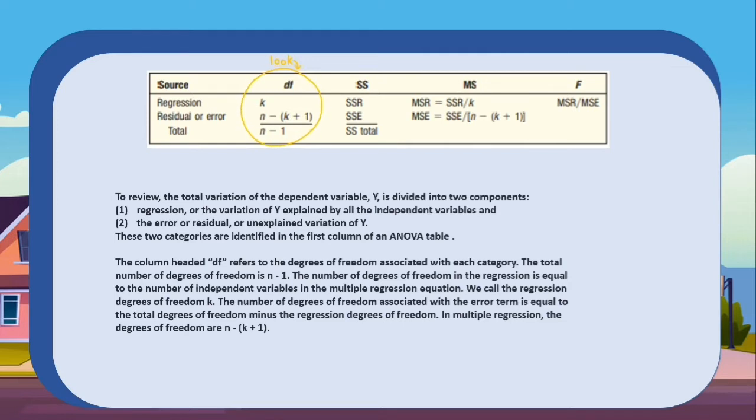The column headed df refers to degrees of freedom associated with each category. The total number of degrees of freedom is n-1. The number of degrees of freedom in a regression is equal to the number of independent variables in the multiple regression equation. We call the regression degrees of freedom k. The number of degrees of freedom associated with the error term is equal to the total degrees of freedom minus the regression degrees of freedom. In multiple regression, the error degrees of freedom are n - (k + 1).